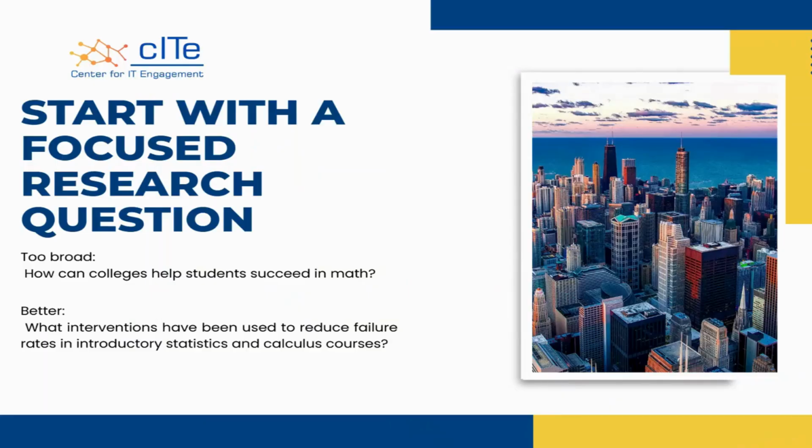Before searching, you need a specific research question. A research question tells you what you are trying to find out. If the question is too broad, your search results may be overwhelming or unfocused. For example, how can colleges help students succeed in math is very broad. A better and more specific question is, what interventions have been used to reduce failure rates in introductory statistics and calculus courses? This question is stronger because it tells us the type of courses, the problem being studied, and the kind of information we're looking for.